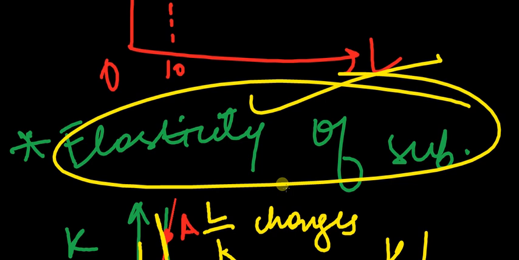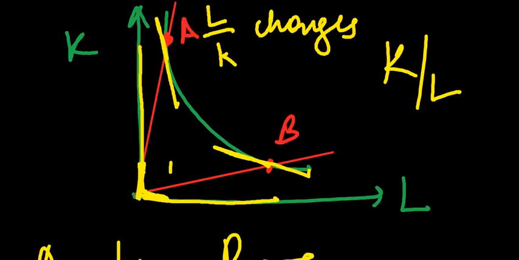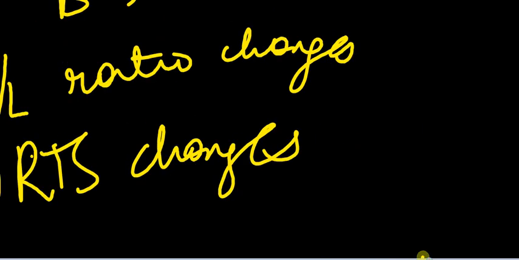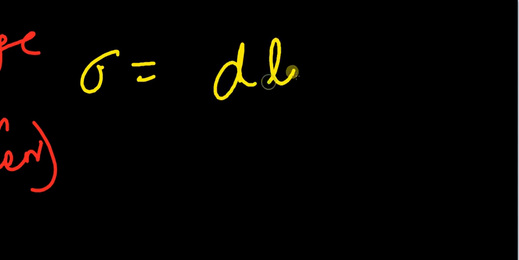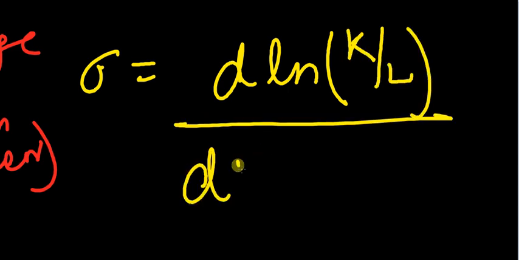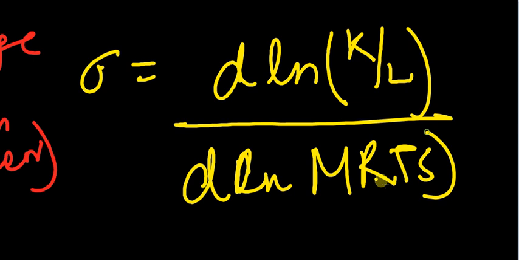What will elasticity of substitution do? It will take into consideration both the things simultaneously. So my elasticity of substitution, which is sigma, is given by how this ratio changes upon how MRTS changes. So this is d of log of K by L upon d of log of MRTS.